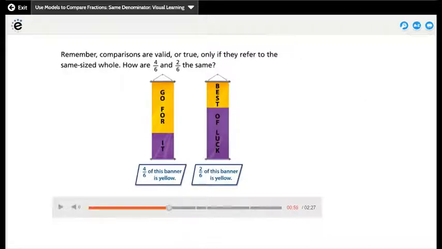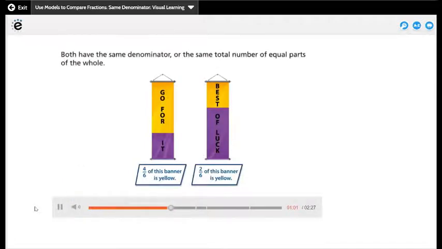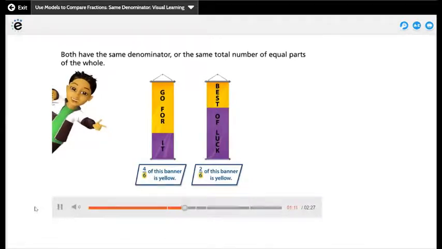As we can see, 4/6 of this banner is yellow, and 2/6 of the other banner is yellow. So how are these two fractions the same? They have the same denominator, here 6 and here 6. Both have the same denominator, or the same total number of equal parts of the whole. The denominator is the number down under the numerator.